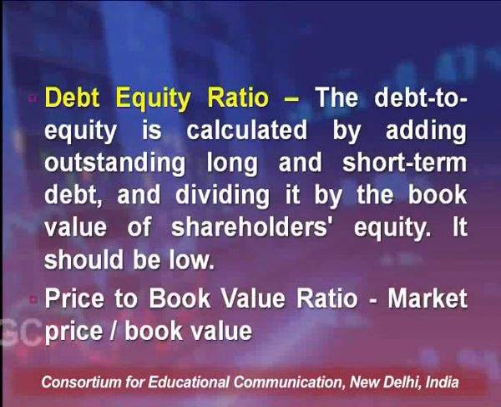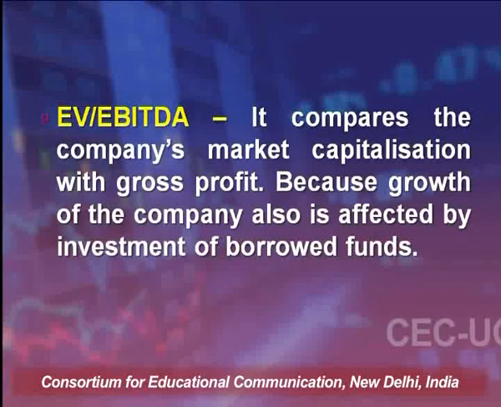Fourth important ratio is debt equity ratio, how much borrowed capital the company has. So that also will make an impact. So debt equity ratio should also be low for the companies whose share you are ready to buy. Fifth ratio is price to book value ratio. It is calculated as market price divided by the book value.